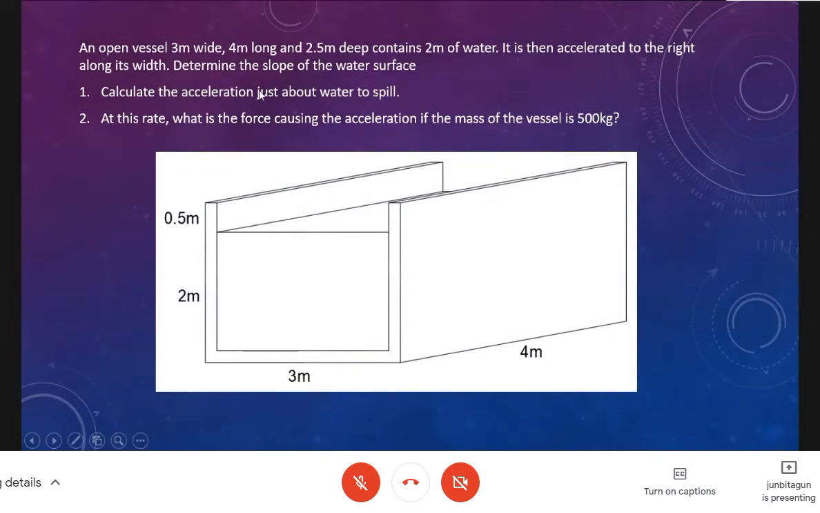Calculate the acceleration before the water will spill out. And at this rate, what is the force causing the acceleration of the mass? Causing the acceleration nito if the mass of the vessel or the container is 500 kilograms. So, let's try to solve one by one.